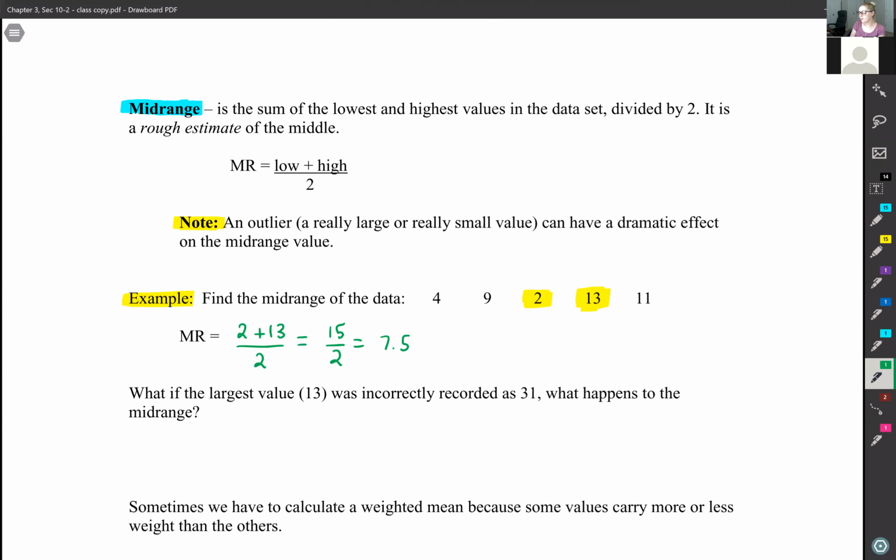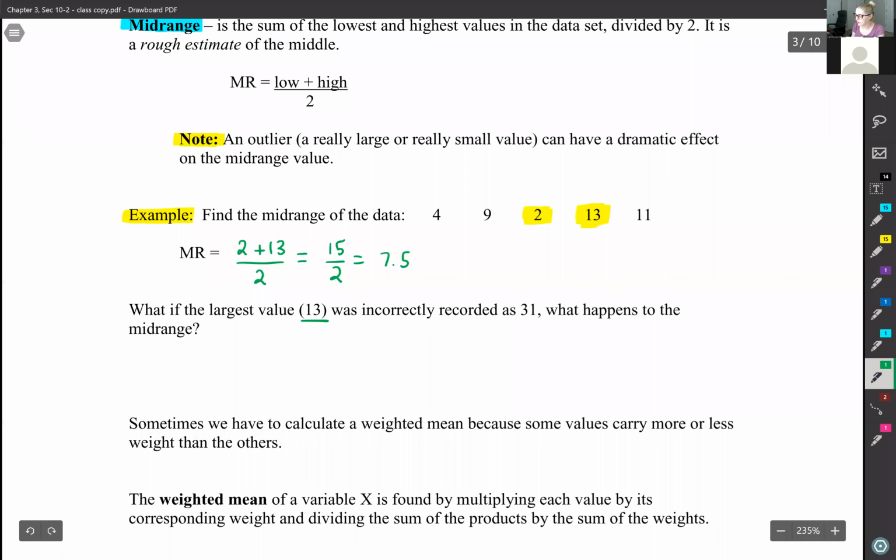Okay, well, then it says, what if the largest value, 13, was incorrectly recorded as 31? What would happen to the mid-range? Well, let's go ahead and see what would happen. If 13 was incorrectly recorded as 31, that means that my new mid-range would be 2 plus 31, because now the highest value is 31 instead of 13. So if we add this together and divide by 2, now we get 33 over 2, which is equal to 16 and a half.